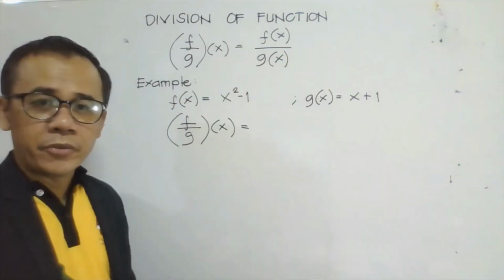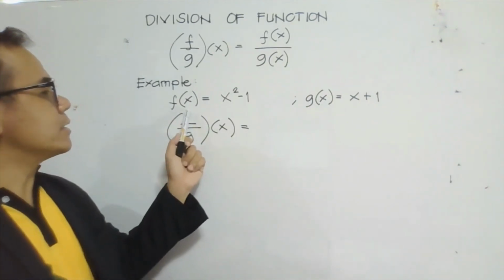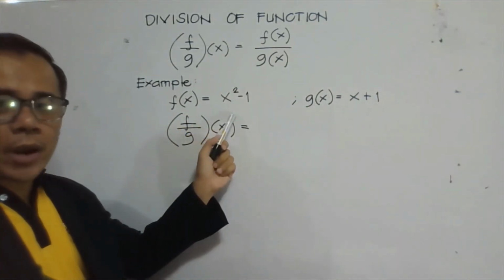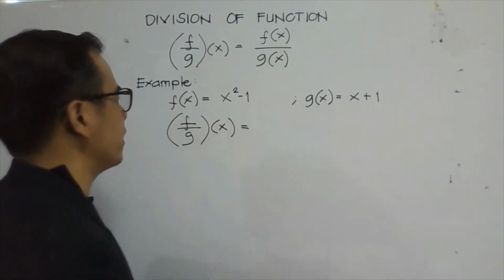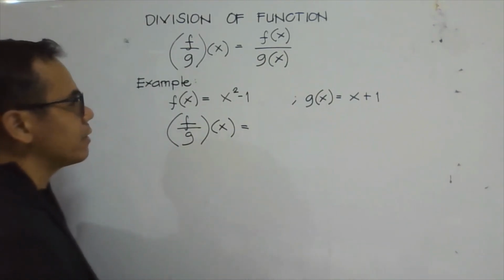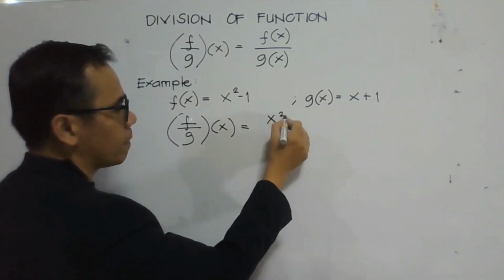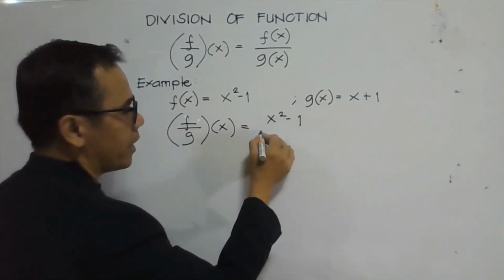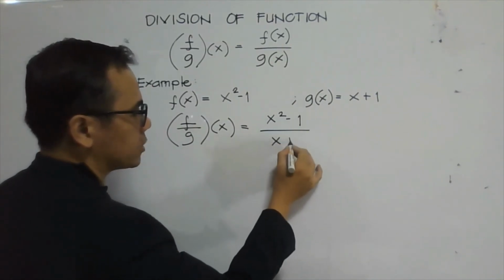We have here another example for the division of functions. So our given is f of x is equal to x squared minus 1, and our g of x is equal to x plus 1. So we are asked to find the quotient of these two functions. So let's write now our numerator, that is equal to x squared minus 1. And the denominator, the g of x, is equal to x plus 1.